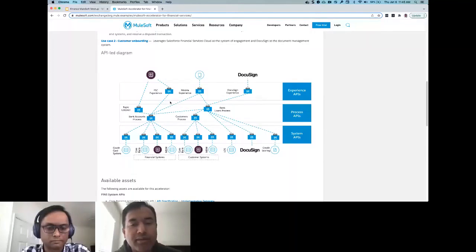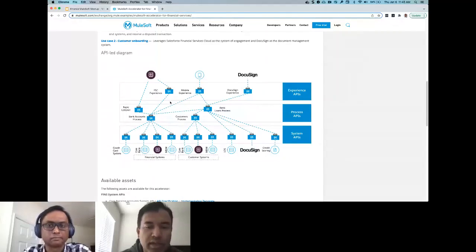So if you have a different system in your landscape that you want to replace, all you have to play around with is the system API for that particular system. If you can highlight the rightmost API there, next to the system APIs block, yes, that's the only API you would need to change in case you have a different credit scoring system other than Equifax.